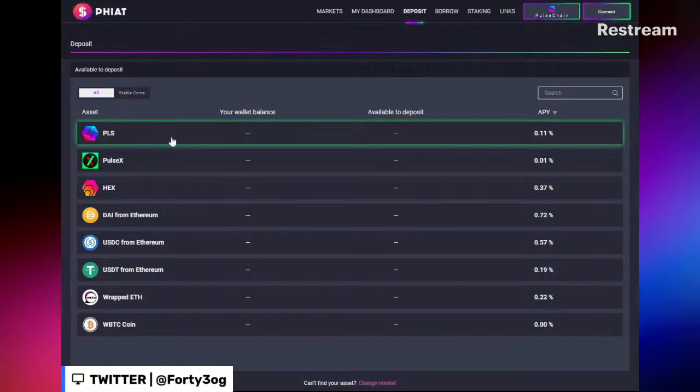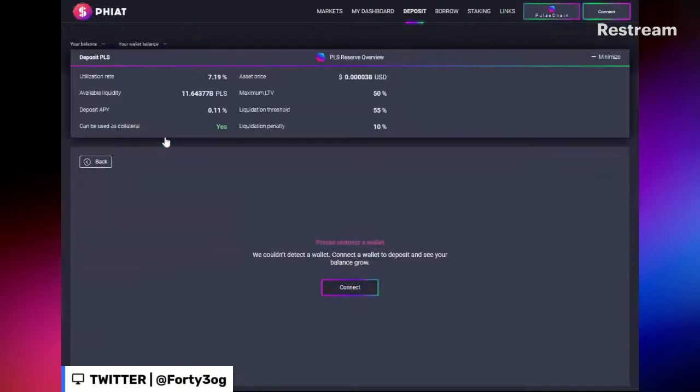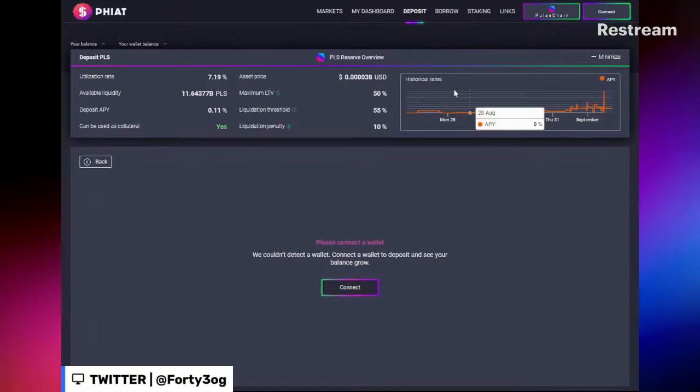Obviously, you don't have a wallet connected. But if you did, you would just click on Pulse, and then it would pop up a screen asking how much you wanted to deposit, right? And it would ask for a token spend approval, and then you would deposit your assets, however much you wanted. So you can see the deposit APY on Pulse is 0.11% right now, right?